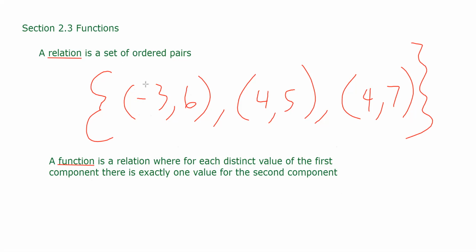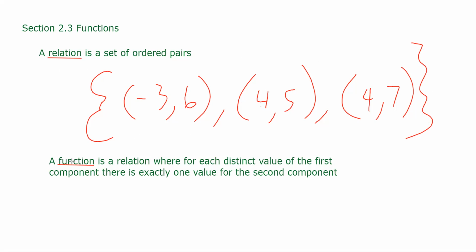So in this relation, if you pick -3 for your X value, for your first component, the Y value, the second component attached with it, is going to be 6. But you run into an issue because if you pick 4 for your first component, this thing is saying both 5 and also 7 are the Y values attached to it. So this is still a relation, but it's not a very good one.